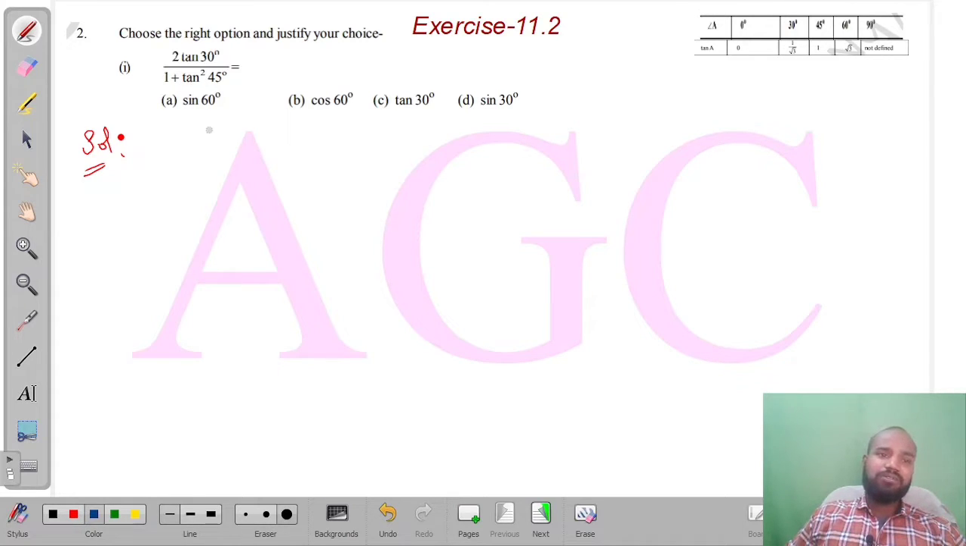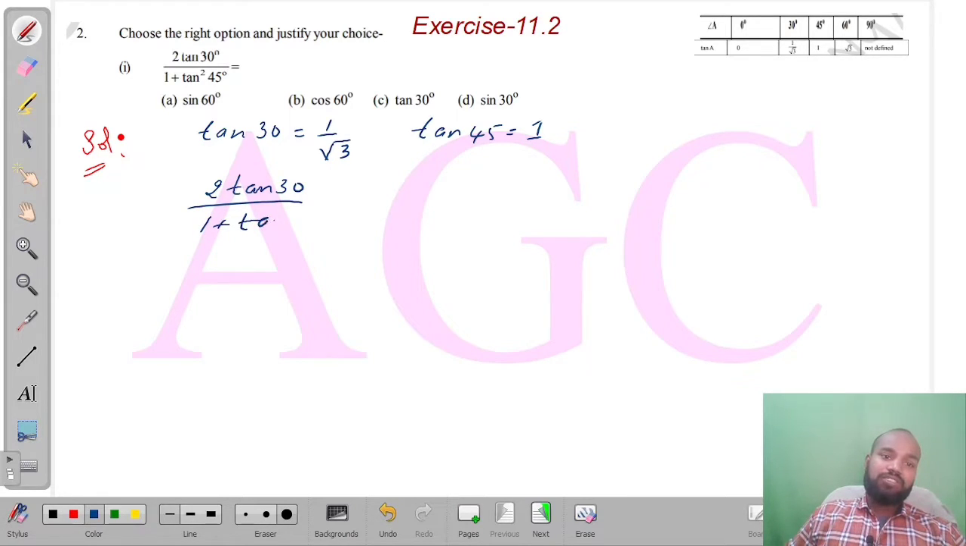What is the tan 30 value? Tan 30 is equal to 1 by root 3. Next, what is the tan 45 value? That is 1. So it should be remembered by you, right? Next, we have to just substitute the values in the given equation. The given equation is 2 tan 30 by 1 plus tan square 45.